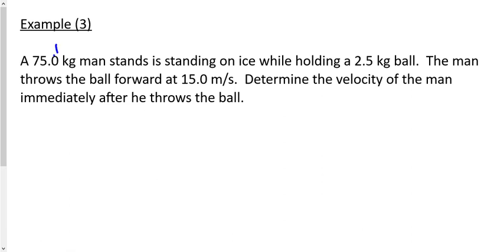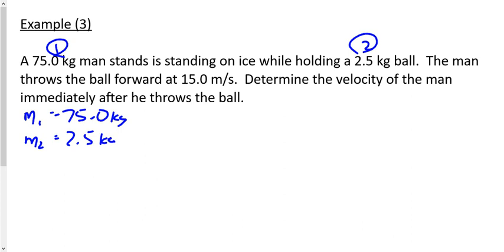All right, let's call this number 1, and let's call this one number 2. I'm going to say M1 is 75.0 kilograms. I'm going to say M2 is 2.5 kilograms. What else we got? 15 meters per second? Is that V1 or V2? The man throws the ball forward at 15. So that's V2. Yes, that's the velocity of the ball. Is that V2I, Sam, or V2F? Yes, that's the velocity of the ball after it's thrown. Good. We want to find the velocity of the man after he throws the ball. That would be V1F.